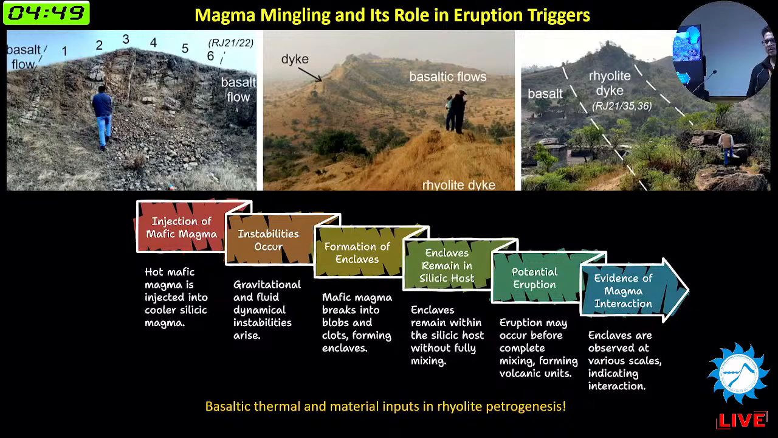Indicating that basalt, or basaltic magmatism, the mafic magmatism in that area, probably had some material as well as thermal input in the petrogenesis of rhyolites from this area.